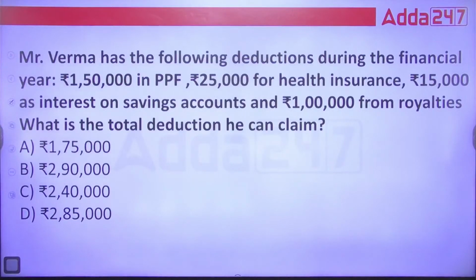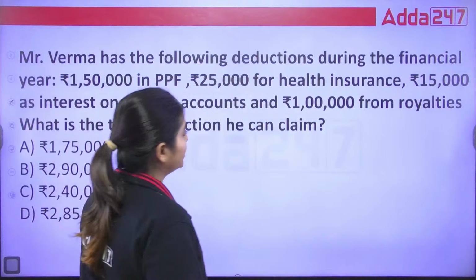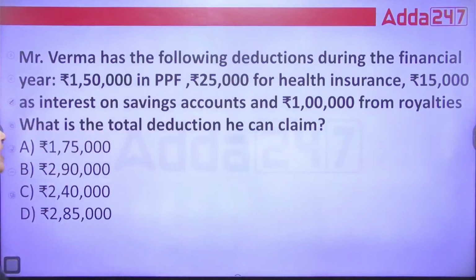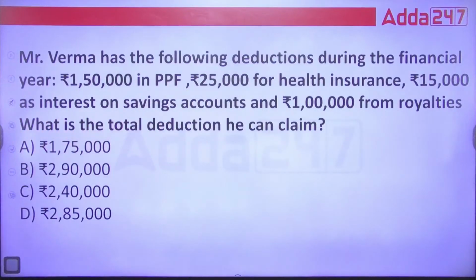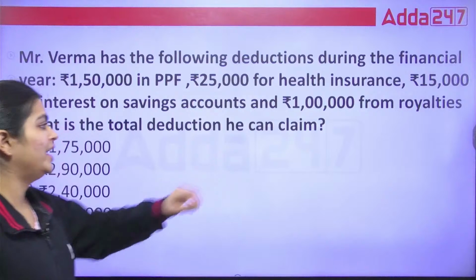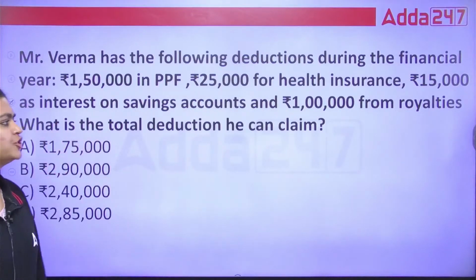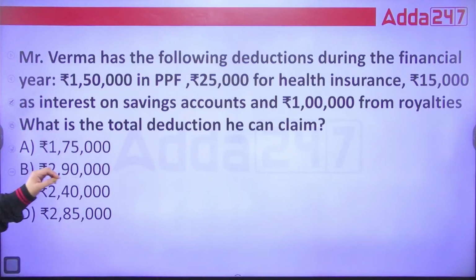Next question. Mr. Verma has total deductions during the financial year of 1,50,000 in PPF, 25,000 for health insurance, 15,000 as interest on saving accounts, and 1 lakh from royalties. What is the total deduction he can claim? A. 1,75,000, B. 2,90,000, C. 2,40,000, D. 2,85,000. Tell me, what is the maximum benefit Mr. Verma can claim in his ITR?